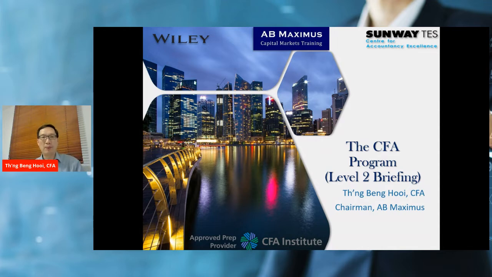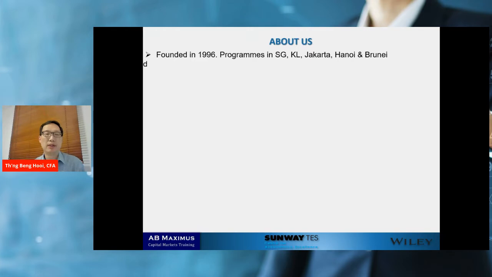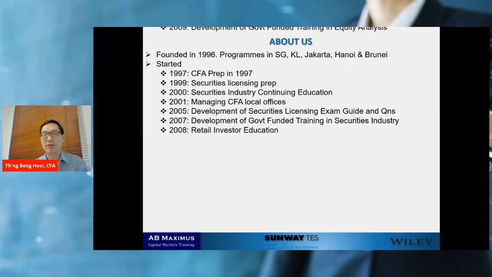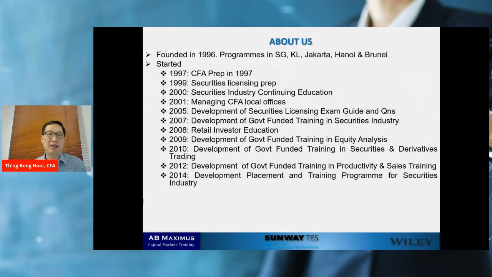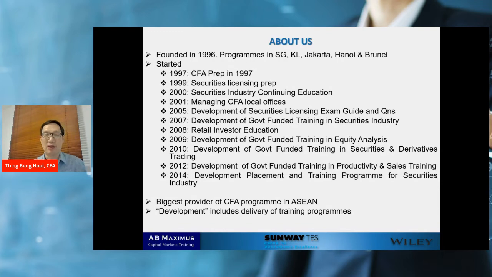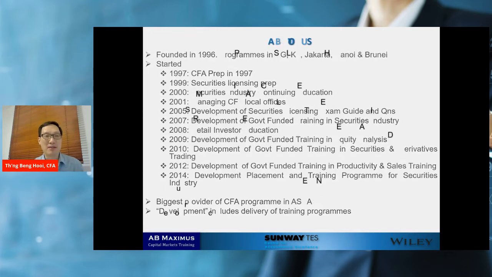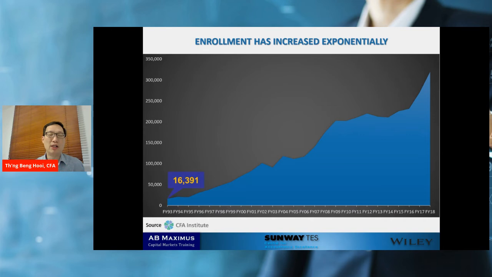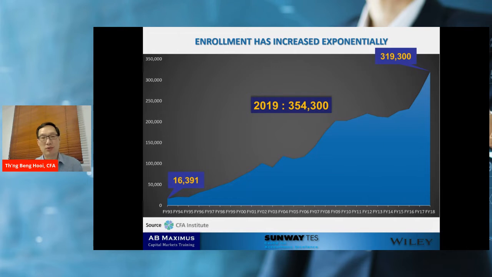Okay, so just a very quick introduction about us for some of you who may not be familiar. So we've been working with the Sunway test for the past 10 years already. So as a company, we started out in the late 1990s. So we've been running CFA prep programs for more than 2 decades now. So you also notice that this program that we run in Malaysia is a partnership between Sunway Test, ourselves, AB Maximus, and also Wiley. So Wiley is our content partner. So the materials that the lecturers use, they are from Wiley.